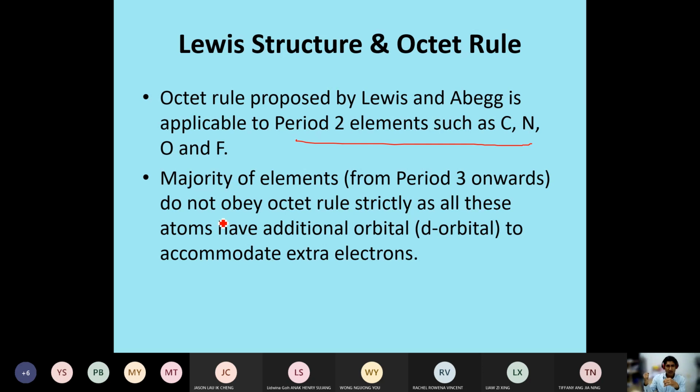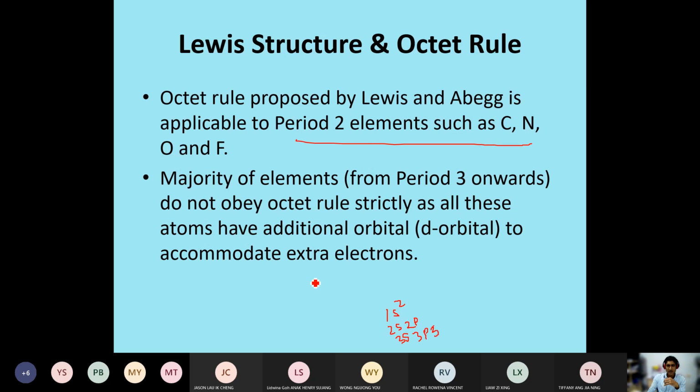They have the d orbital. When we go down the periodic table, from period 2 to period 3: for period 1, there is only one s. For period 2, there is 2s and 2p coming along. For period 3, there will be 3s, 3p, and 3d.